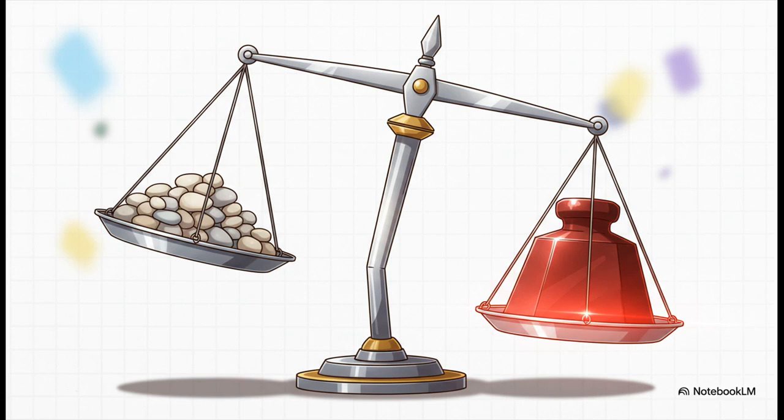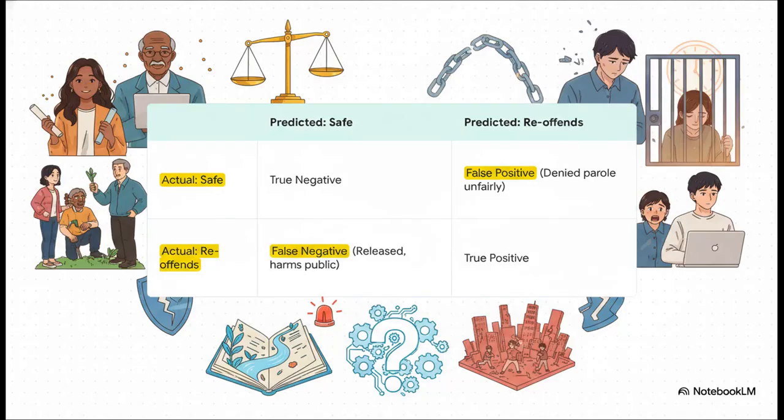A typical machine learning model might just try to be as accurate as possible overall. But in policy, the kind of mistake it makes matters immensely. The human cost of an error can be totally different depending on which way that error goes. This chart is called a confusion matrix, and it is perfect for seeing this dilemma.